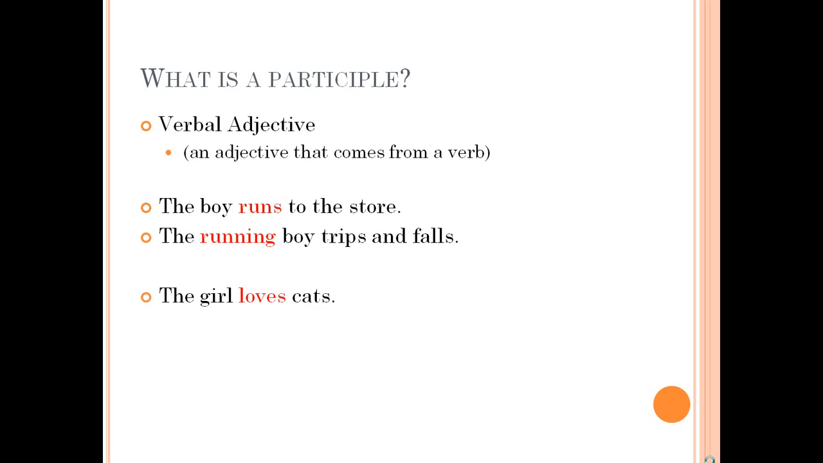Another example would be "the girl loves cats." So "loves" is our action word, our verb, but we can also use it as an adjective to describe something. "The loved cats are very happy." So we just took our verb and made it into an adjective. That's all a participle really is. At its heart it's an adjective, but before it was an adjective, it was a verb.